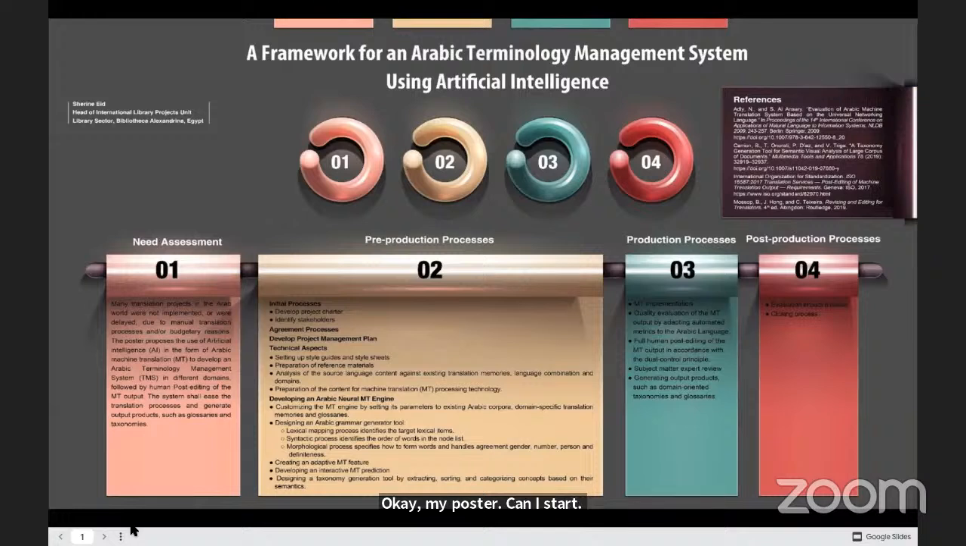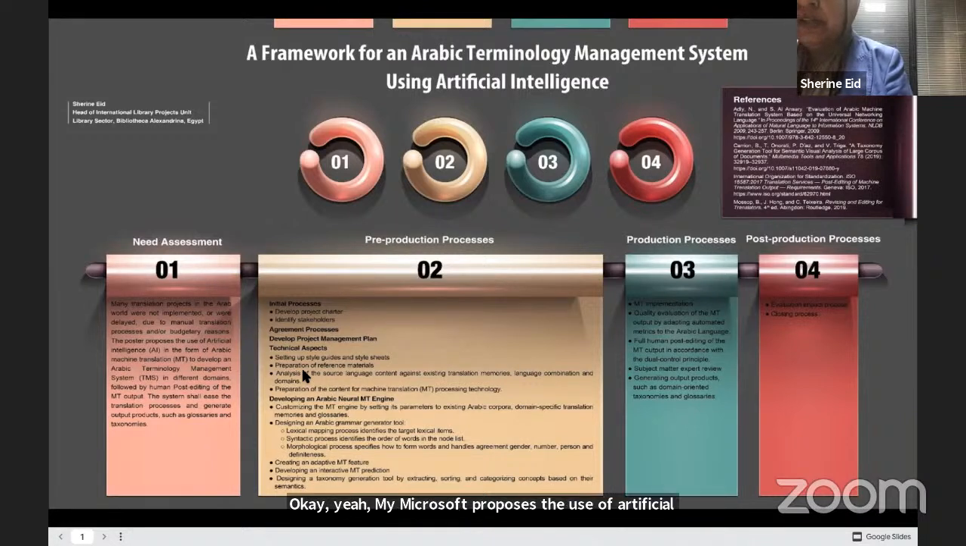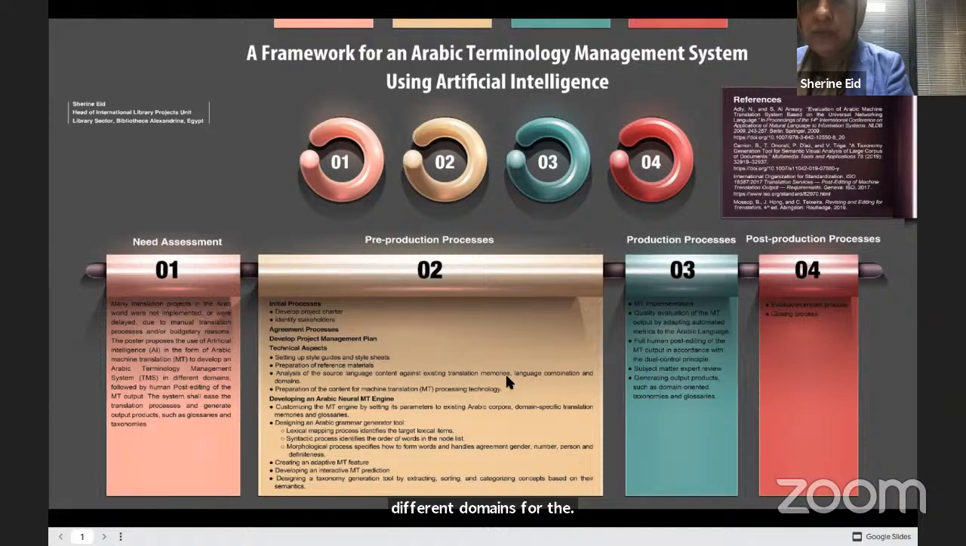My poster proposes the use of artificial intelligence in the form of Arabic machine translation to develop an Arabic terminology management system in different domains, followed by human post-editing of the MT output. The system shall generate output products such as glossaries and taxonomies. The project management shall include 3 phases: pre-production processes, production processes, and post-production processes.